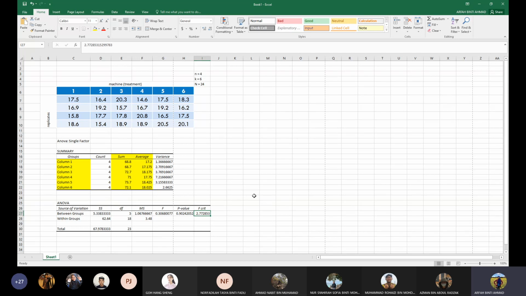So berbalik kepada slide, dia punya soalan adalah, soalan first dia kata, perform the analysis of variance at the 0.05 level of significance and indicate whether there exists a significant difference in the mean H rate for the 4 levels of RFA.